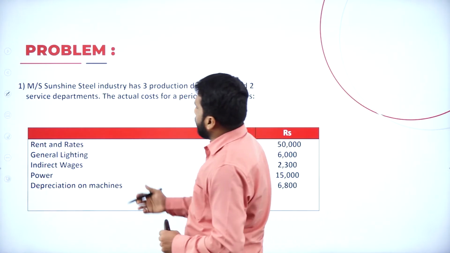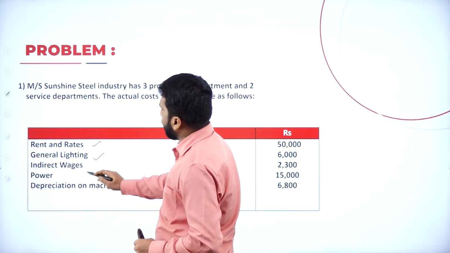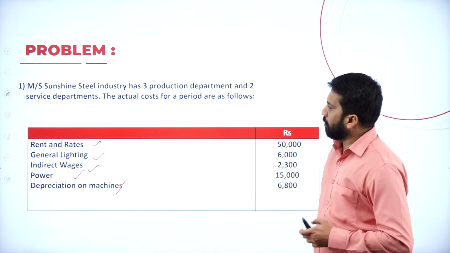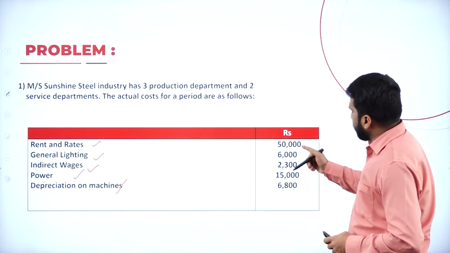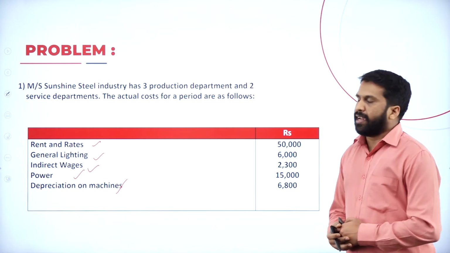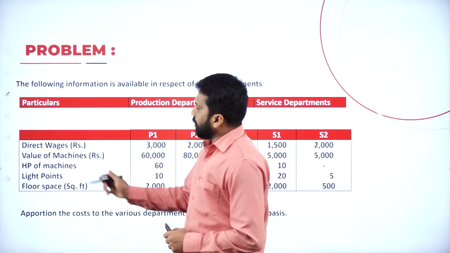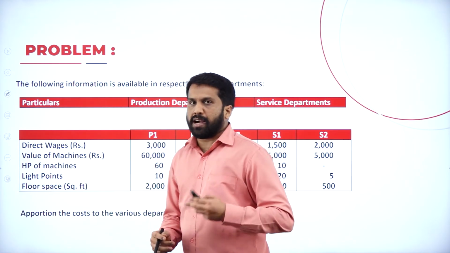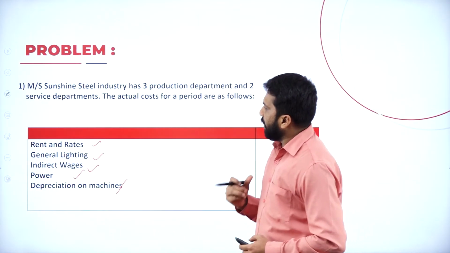Now, as per this, rent and rates, general lighting, indirect power, depreciation on machine. Now, so these are the expenses they have given 56, 23, 15 and 6,800. These are the allocation, direct wages, value of machine, HP, light point, floor area. I'll go back to your expenses in this.